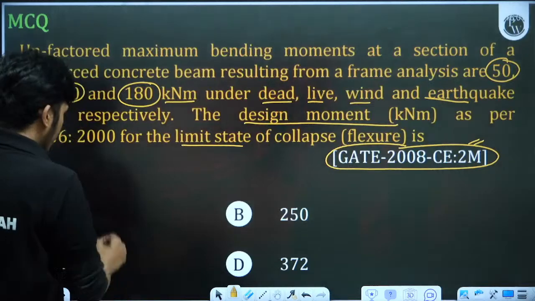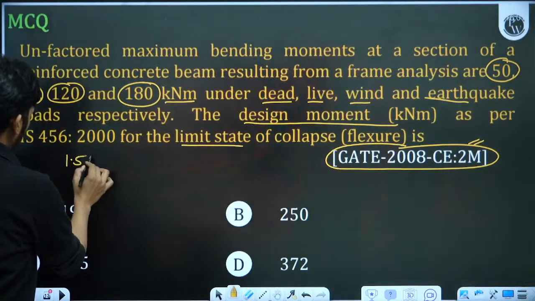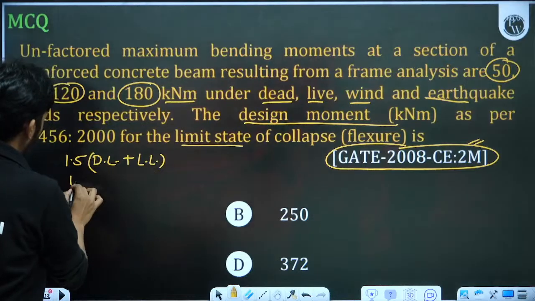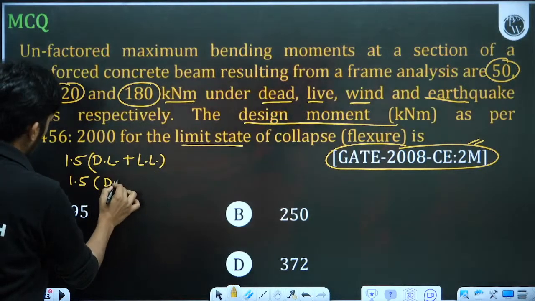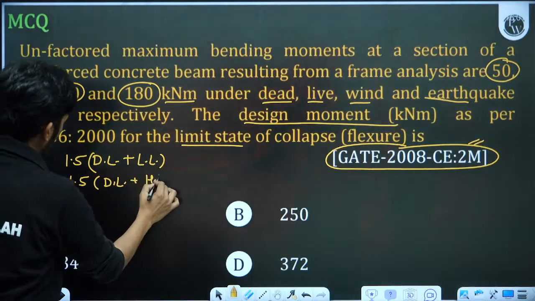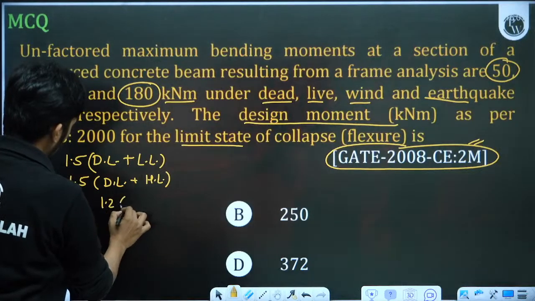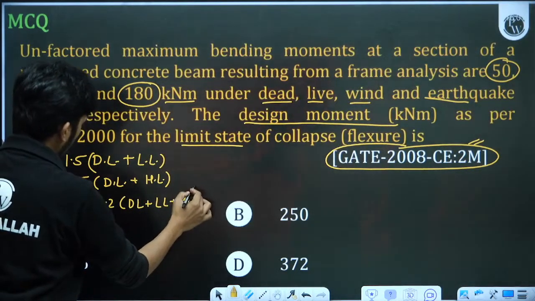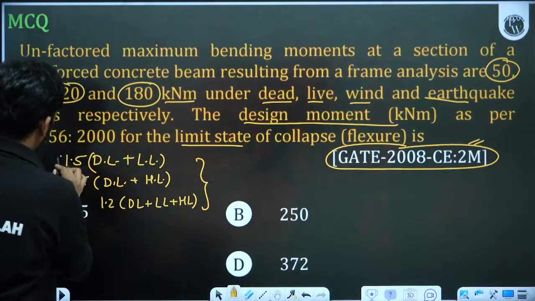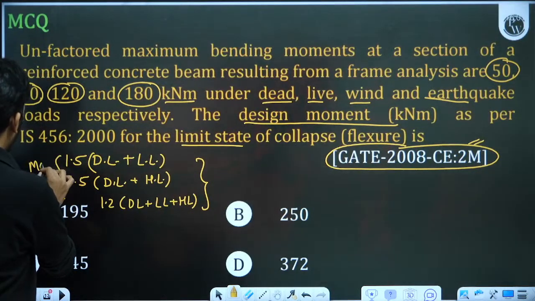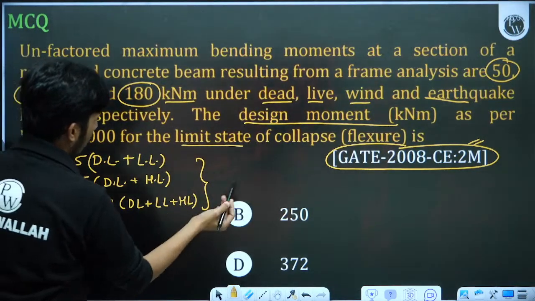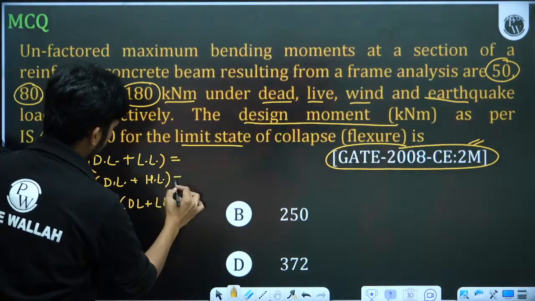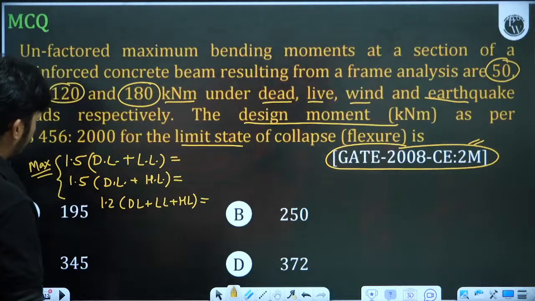So under limit state, 3 things you have to calculate. One is 1.5 dead load plus live load. Another is 1.5 dead load plus horizontal load. And the last one is 1.2 dead load plus live load plus horizontal. Whatever is the maximum of these 3 will be your design load. That will be your answer.